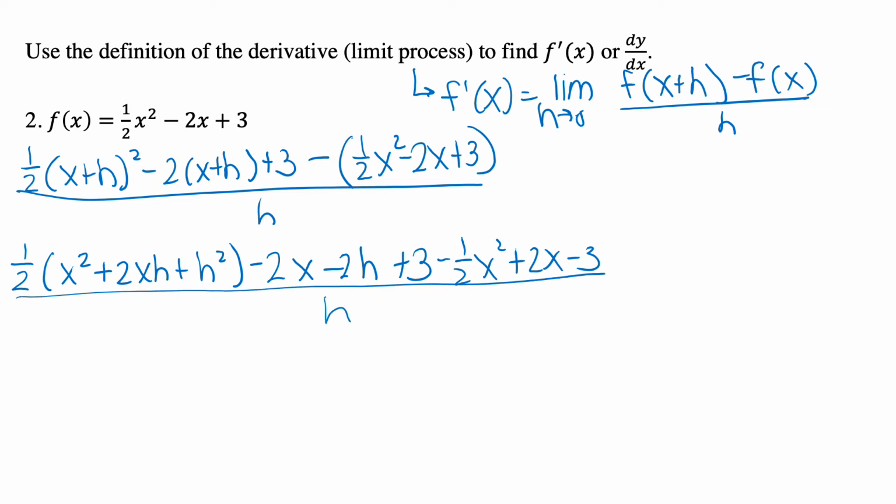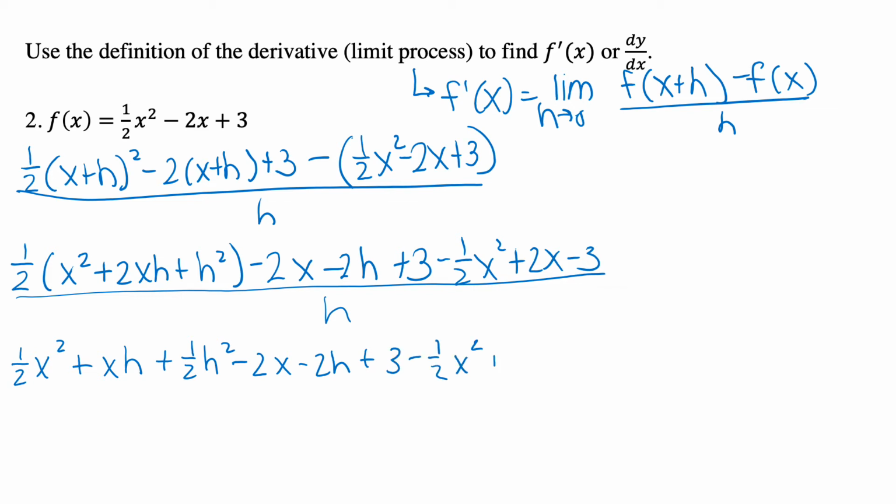Finally, we can distribute that 1/2 through, so we get 1/2 x squared plus 1xh, because you have 1/2 times 2, plus 1/2 h squared minus 2x minus 2h plus 3 minus 1/2 x squared plus 2x minus 3. That's a long string, so you just want to double check, make sure you copied all of the signs right. Hopefully I did. All over h.